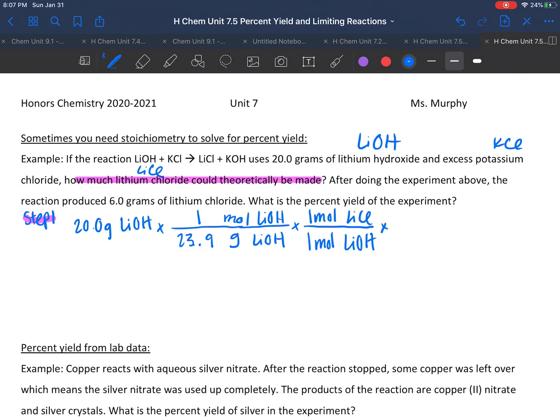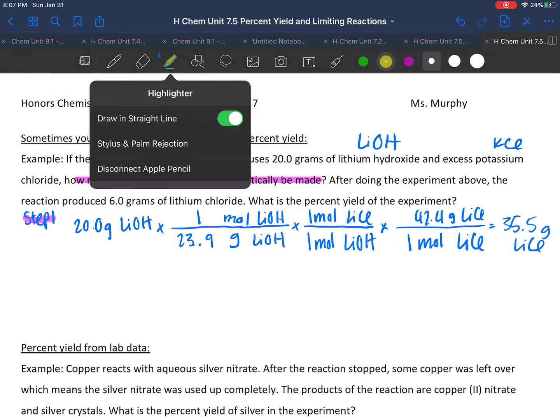And then lastly, we have to get it to a mass just by using the molar mass of lithium chloride. And so for every 1 mole of LiCl, we have 42.4 grams. This gives us a theoretical yield of 35.5 grams LiCl. So we completed step 1.